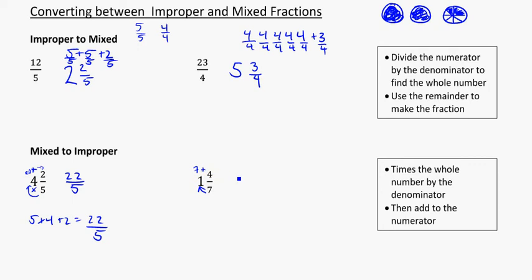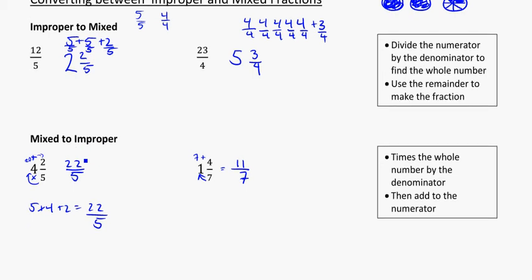Looking at the next example, I only have 1 whole, so I times 7 and 1 to get 7, and then I add 4, and that gets me to 11. So 1 and 4 sevenths is the same as 11 sevenths. So inside of there I've got 7 sevenths, and then 4 more sevenths. So that's how you go about converting between the improper and mixed numbers.